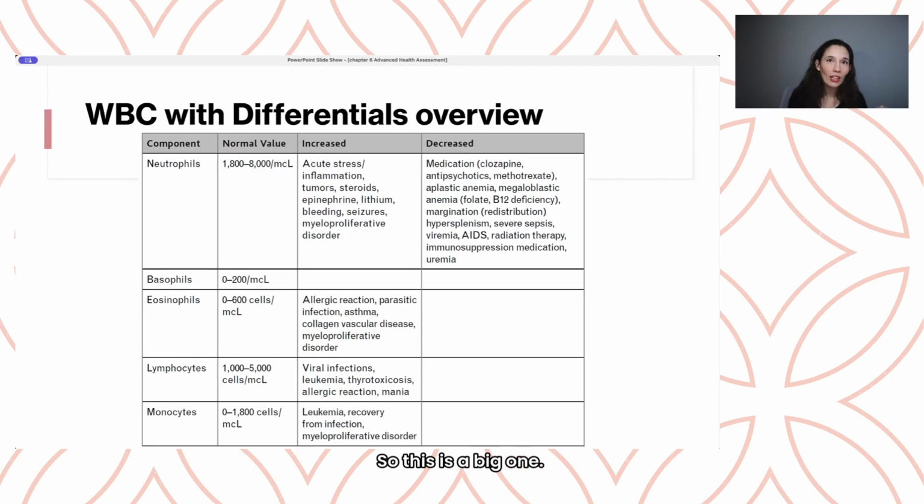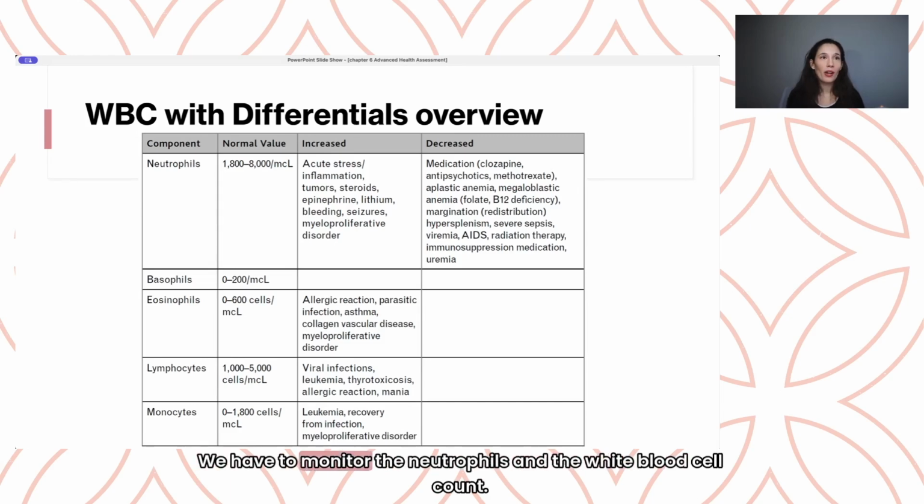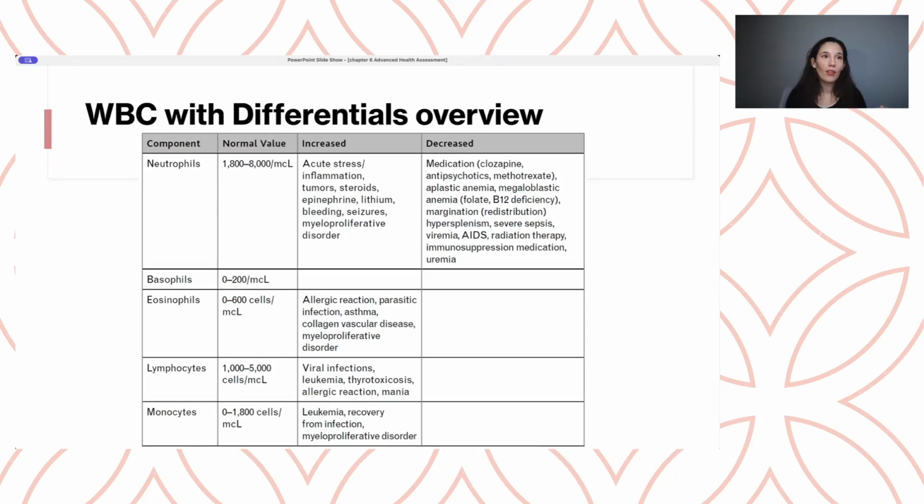So this is a big one. Clozapine. Clozapine can decrease neutrophils. We have to monitor this weekly. That's how serious it is. And if it drops, we have to stop it. We have to monitor the neutrophils and the white blood cell count. So that is one you should know, right? There's a lot of information in here. That's one you should know.